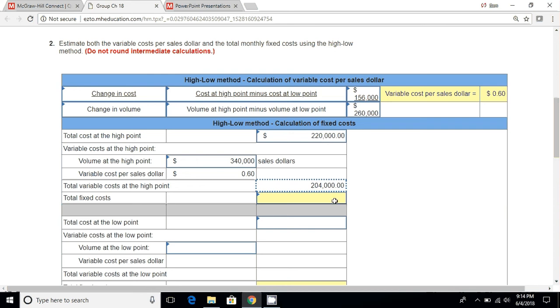So 220,000 minus 204,000 is 16,000. Okay? So we just figured out what fixed cost was. We didn't even have a whole lot of data, but high-low method's nice.